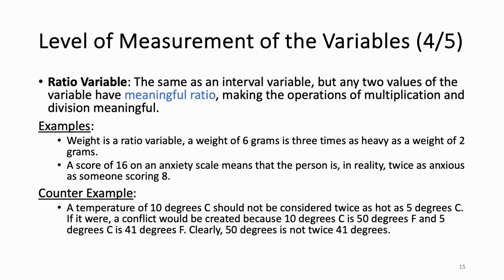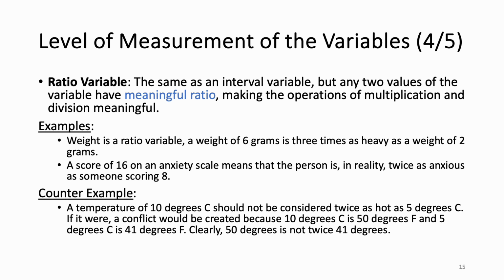Okay, now we have the ratio variable. So it's the same as the interval variable, but in this case, any two values of the variable have a meaningful ratio, so making the operations of multiplication and division meaningful. So let's see an example to understand this ratio variable. So weight is a ratio variable because a weight of 6 grams is actually 3 times as heavy as the weight of 2 grams. So the operation of multiplication here is meaningful.